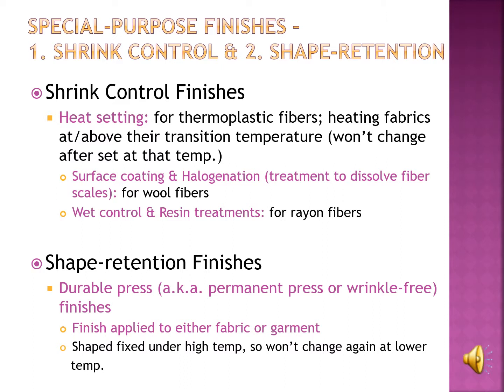In terms of shape retention, same sort of process here. The durable press is a finish that is used. It's also sometimes referred to as permanent press or wrinkle-free finishes. But this again is when the shape is fixed under a high temperature so that at any subsequent lower temperature it won't change again. And with this particular finish, it's applied either straight to the fabrics or to the actual garments once they are completely manufactured. So it varies a little bit there. But again, these are the finishes that relate to shrink control and shape retention.